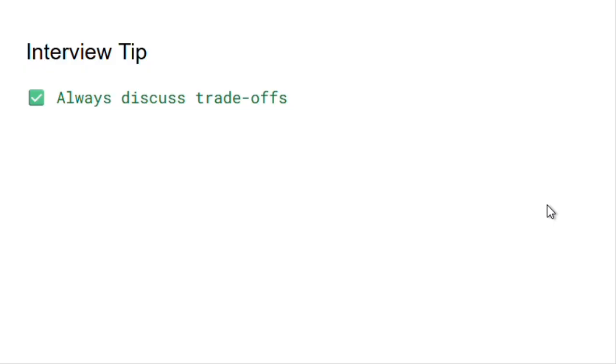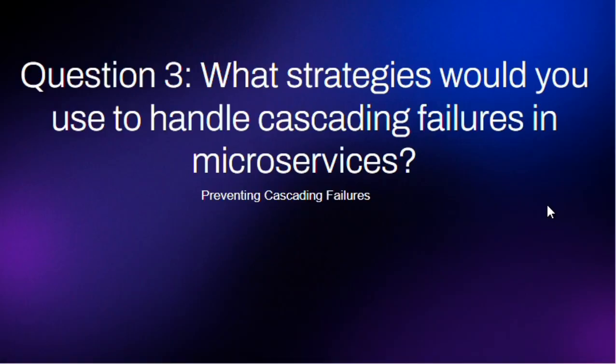Interview tip for this one. Always discuss trade-offs. Scaling horizontally increases reliability, but also operational cost. Caching improves speed, but may serve stale data. Show that you can reason about performance, cost, and complexity together.